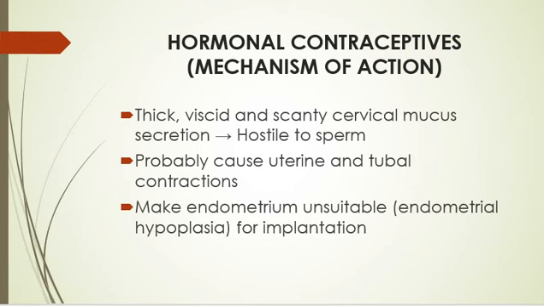The progesterone component of hormonal contraception probably also causes uterine and tubal contractions. It mainly increases tubal motility. Because of this, there is a rapid transit of the ovum in the tube, so it reaches the uterine cavity before the endometrium is ready and susceptible for implantation. The progesterone also causes endometrial hyperplasia. If there is endometrial hyperplasia, it is unsuitable for implantation. That is another method of contraception.